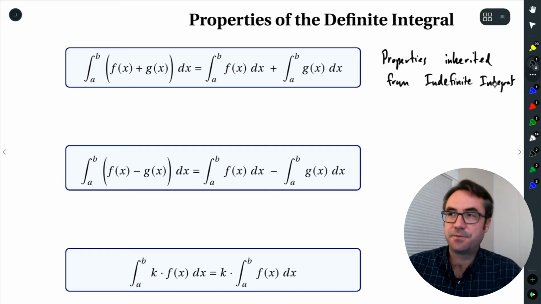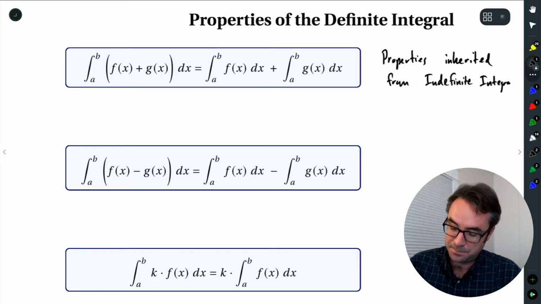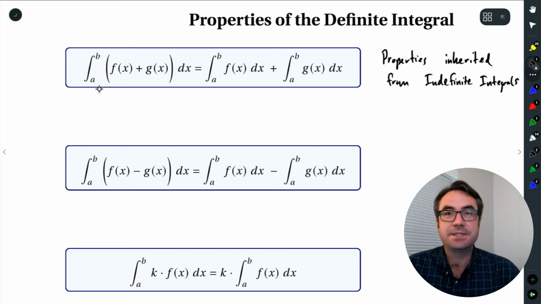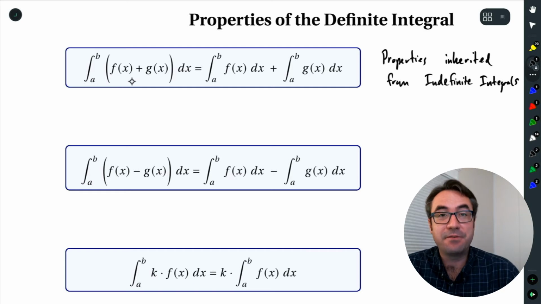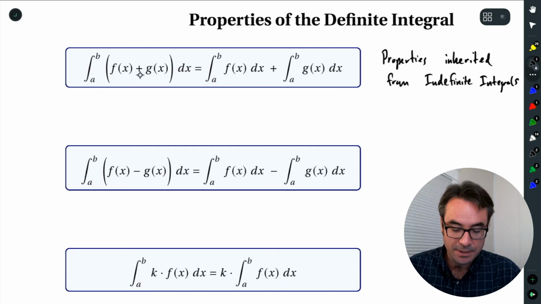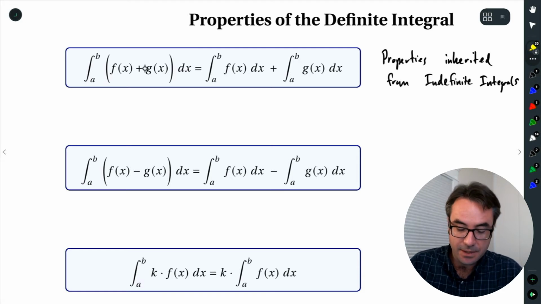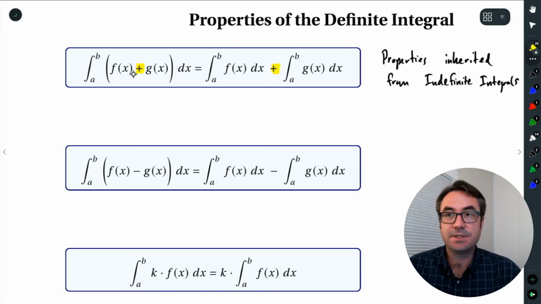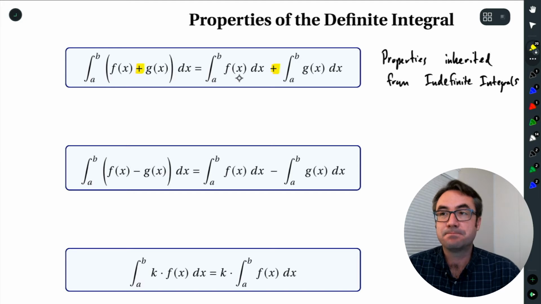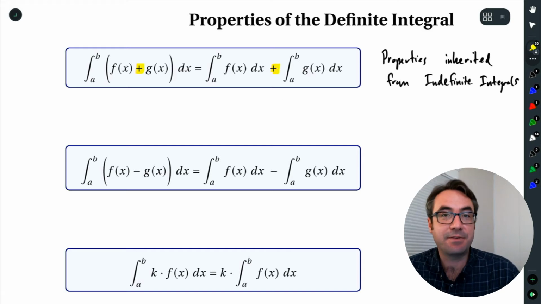All right, so what is the first one? It says if we're doing a definite integral of f of x plus g of x, integrating from a to b, we can just split up the integration. Do the definite integral of f of x from a to b, do the integral of g of x from a to b, and then just add the results. So we can split up where we have an addition sign. Instead of integrating f of x plus g of x, just integrate f and then add it to the integral of g. Very similar to what we saw with indefinite integrals.